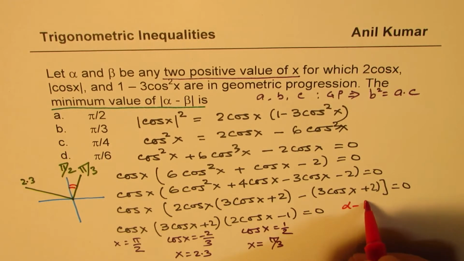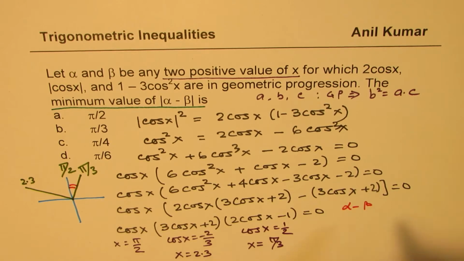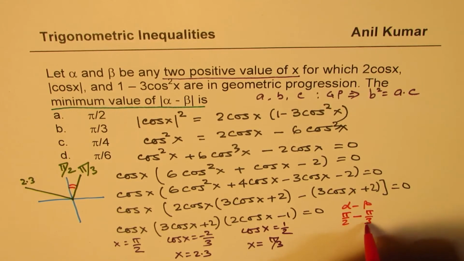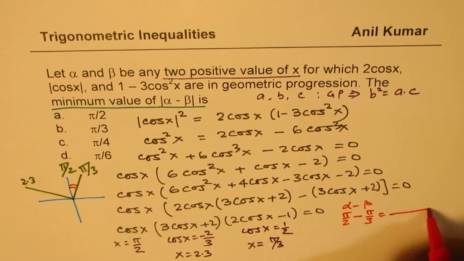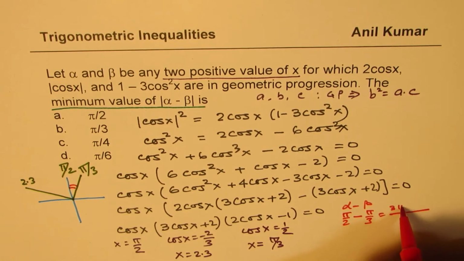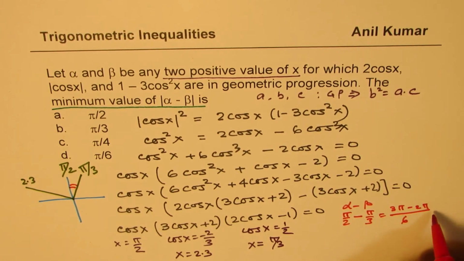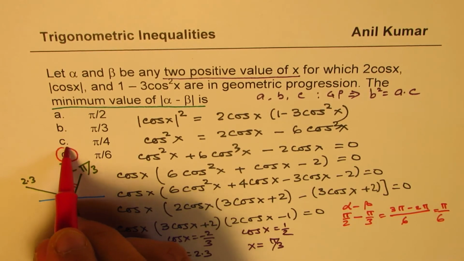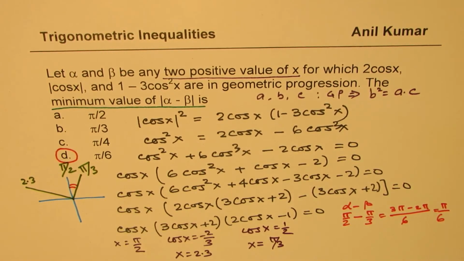So let's find alpha minus beta equals, which is pi by 2 minus pi by 3. And that gives you 6 as common denominator, 3 pi minus 2 pi, or we get pi by 6. So option D is the correct option. Perfect. So that is how you could actually solve this particular question.